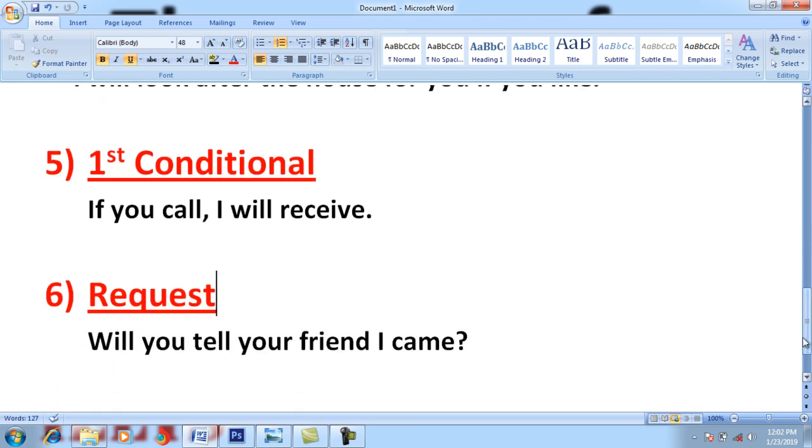Conditional. Will is used in the first conditional, meaning whenever something is real, whenever something is possible. For example, if you call, I will receive. So in this case I will perform a reaction if the person does an action, meaning it is possible that if you call, then I will receive. I will perform the action but on one condition, and that condition is that you have to call. So if you call, I will receive.